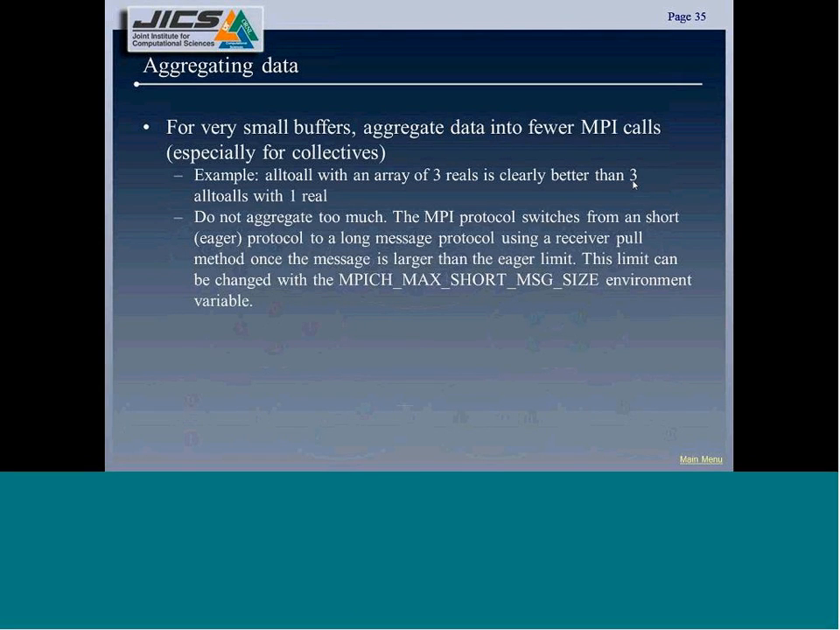If you aggregate too much, then, I didn't talk about this, but basically the MPI protocol switches from the short message protocol to the long message protocol, and this threshold can be changed with the MPI max short message variable. So you can do that to see if it improves performance.